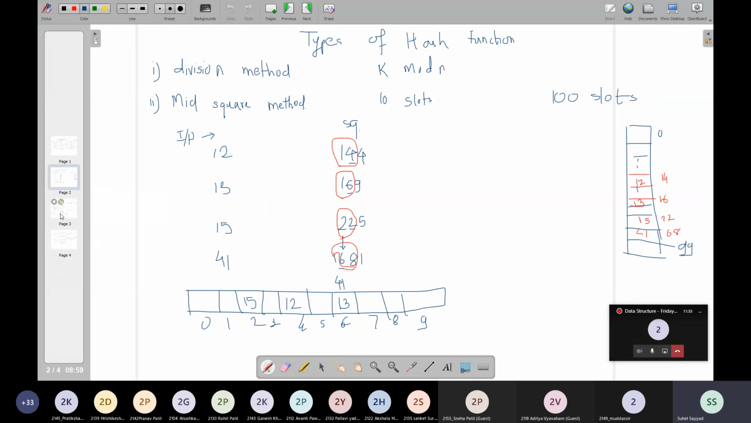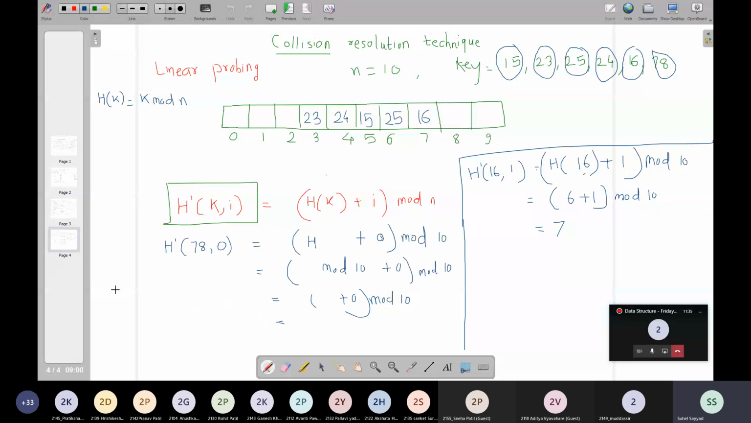In order to do that, there are different techniques that we discussed. There are two types of collision resolution techniques. One is open addressing and second one is chaining, which are also called open hashing and closed hashing respectively. We started with the open addressing scheme in the last lecture, out of which the first type we had discussed was linear probing.